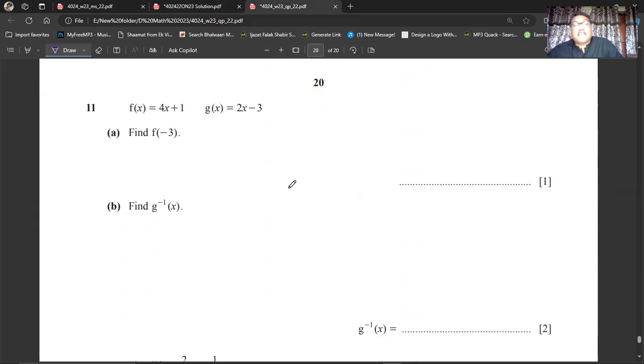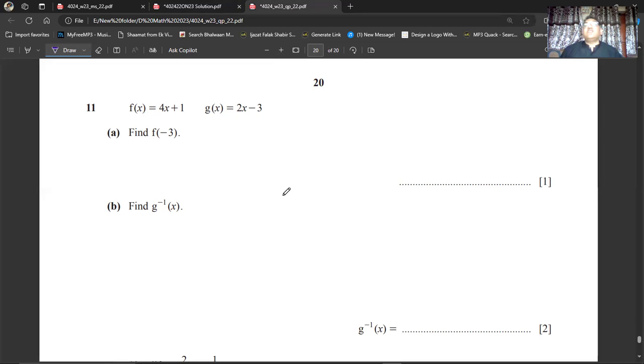Okay, so we are going to the next part, and this is question number 11 now. Question number 11. It's a part. He says f of x is equal to 4x plus 1, g of x is equal to 2x minus 3. So this question is on functions. The first part is, a part is find f of minus 3. It's a very simple 1 marks question.